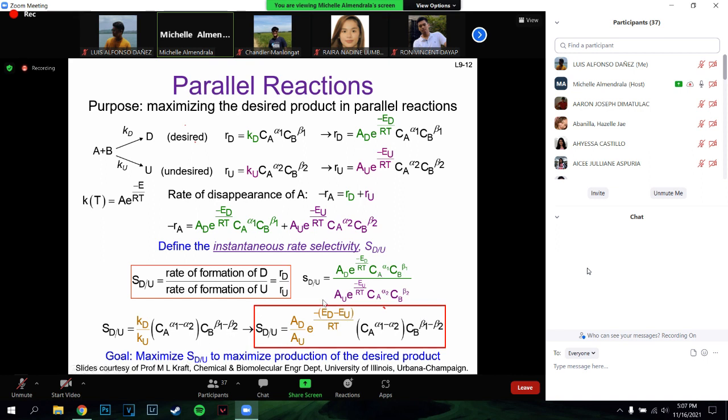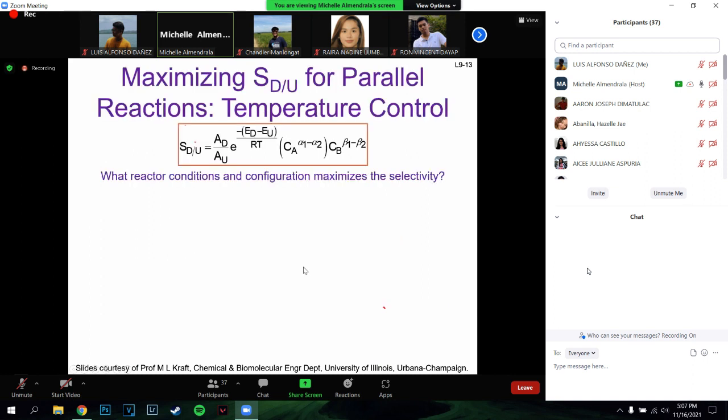When you maximize this ratio, you are going to favor the formation of more desired product. You know how to maximize this expression. So that's part of the simulation process that has to be done if you're going to deal with this. So what reactor conditions and configuration maximizes the selectivity?